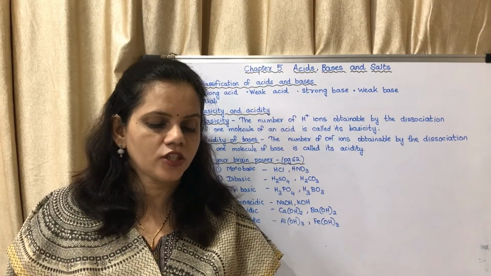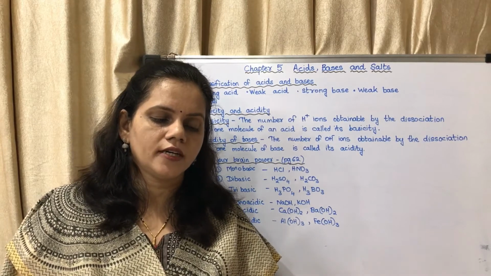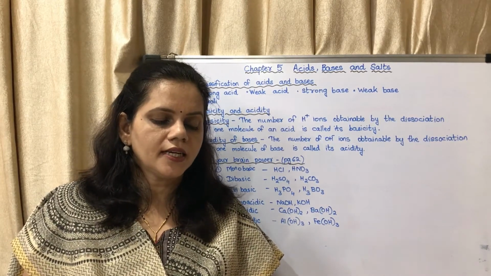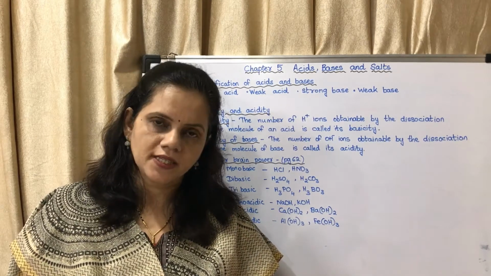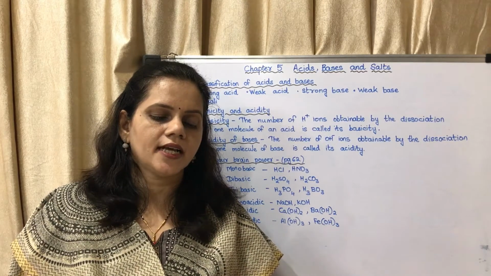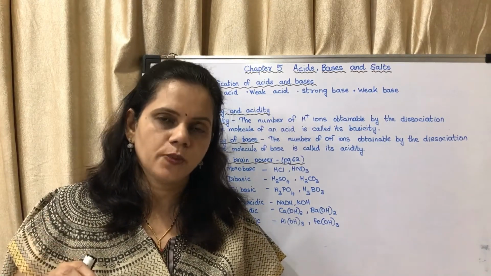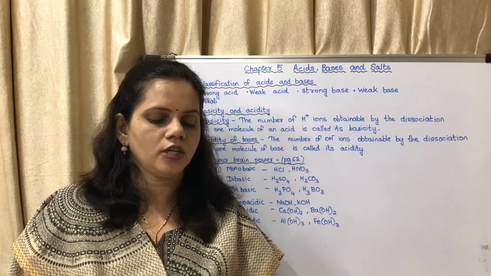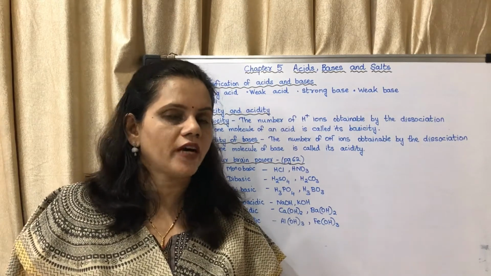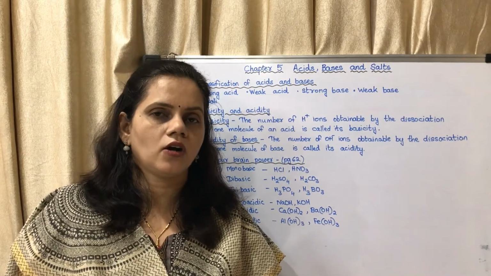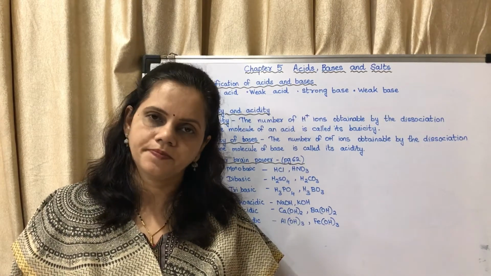We will see the definition. On dissolving in water, a weak acid does not dissociate completely. The resulting aqueous solution contains H plus ions and the concerned acidic radical in small proportion. So it contains H plus ions in small proportion with a large proportion of undissociated molecules of the acid. Such acids are called weak acids.